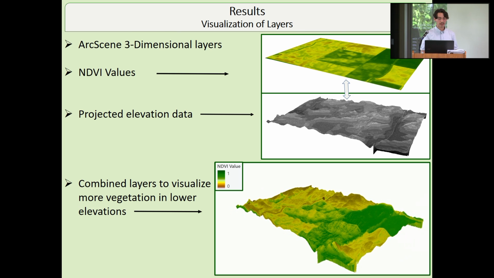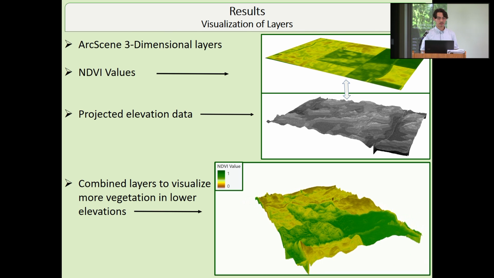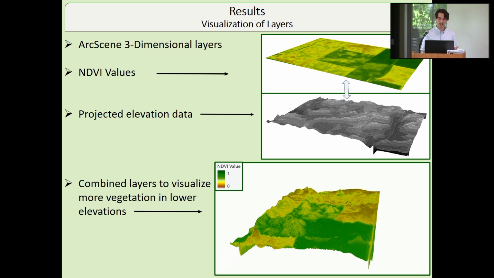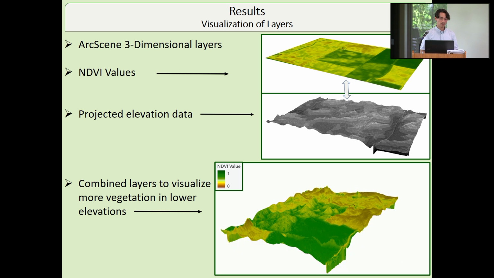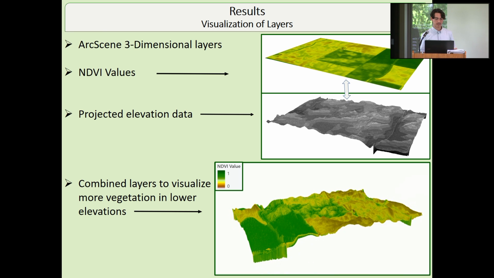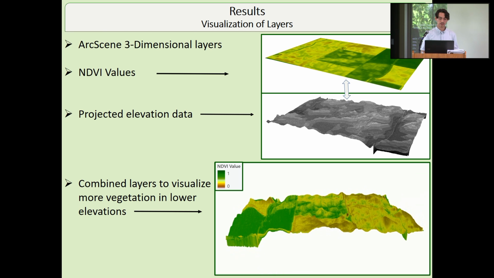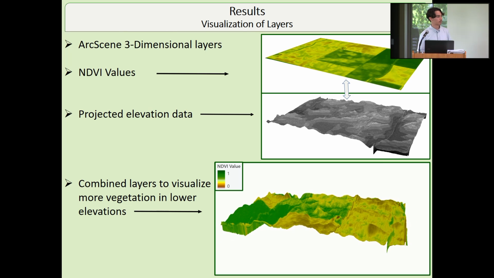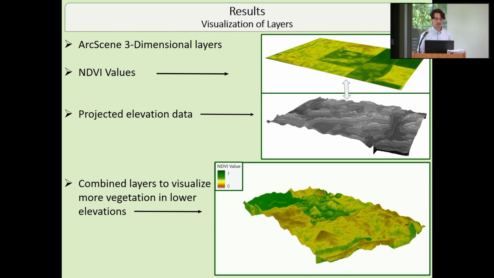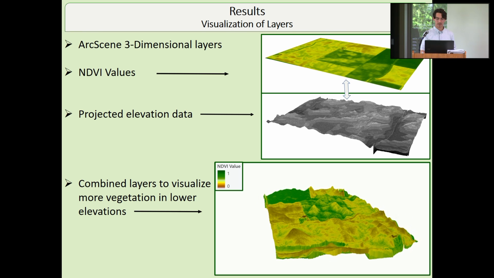So once I combine those, you can see that in the lower elevated areas, there's more dense vegetation, it's more green, and the data is exaggerated. There aren't actually mountains in that area. It's just to show the data, and you can see there's a lot of hills with yellow and brown areas to visualize that those areas have less vegetation in comparison to the lower elevated areas.